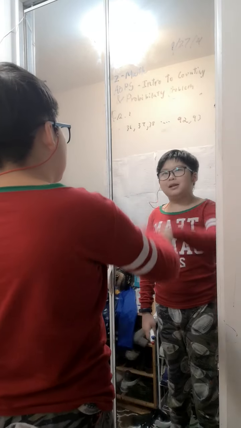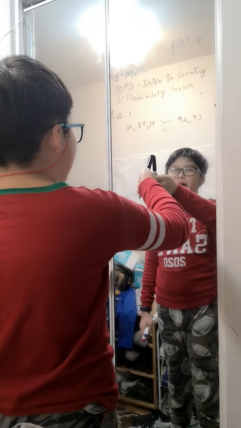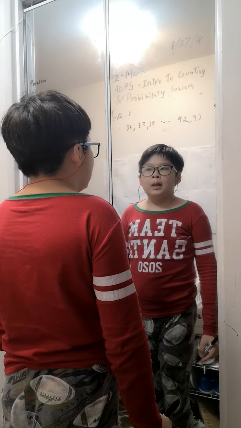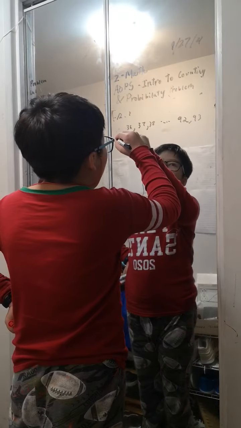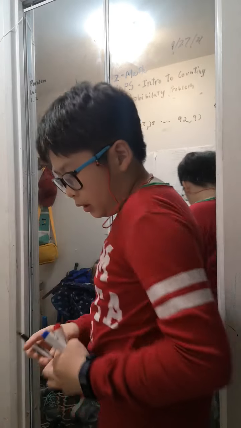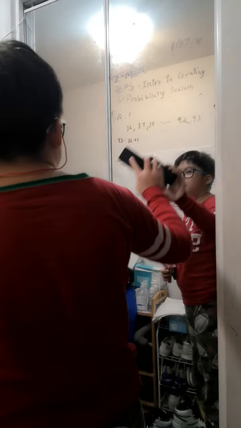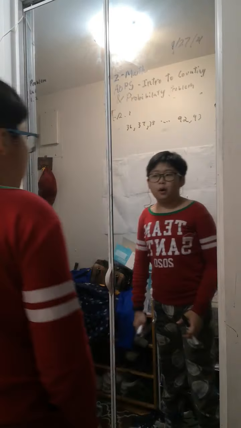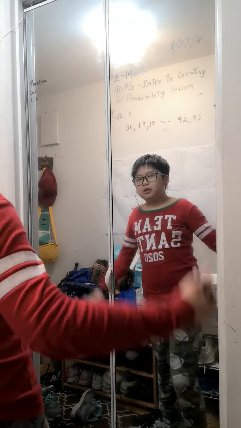How many numbers are in the list 36, 37, 38, all the way to 92 and 93? Of course, we can just plug in a formula, 93 minus 36 plus 1, but as the textbook says, we don't just need to memorize the formula. We want to know the formula. How will we use it?